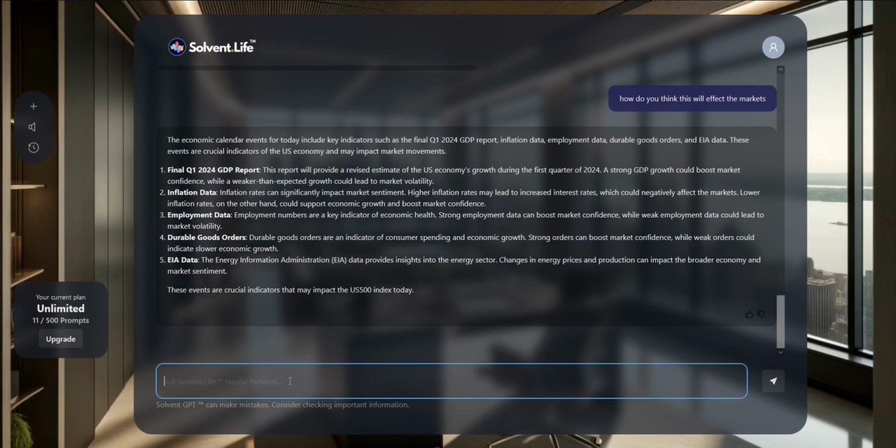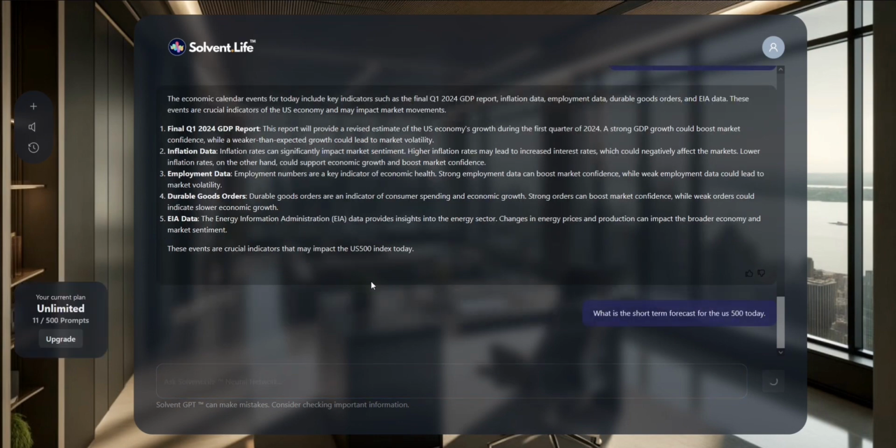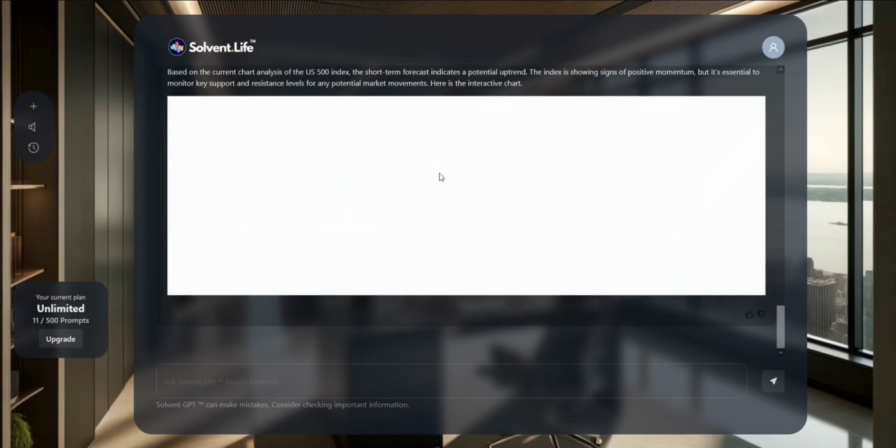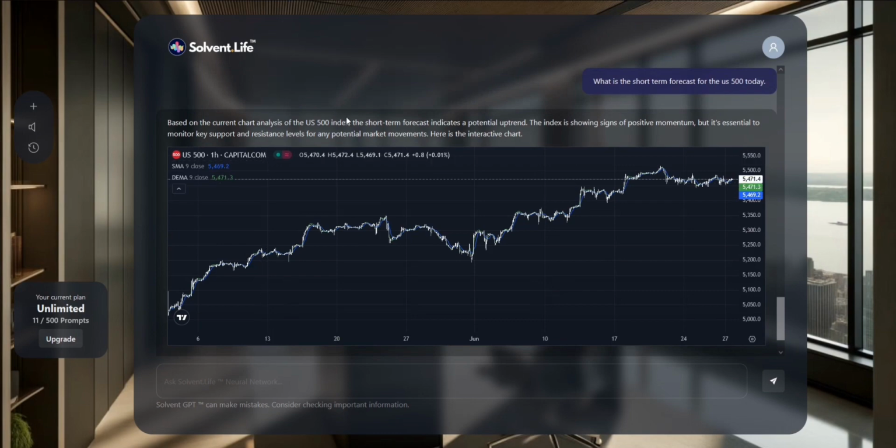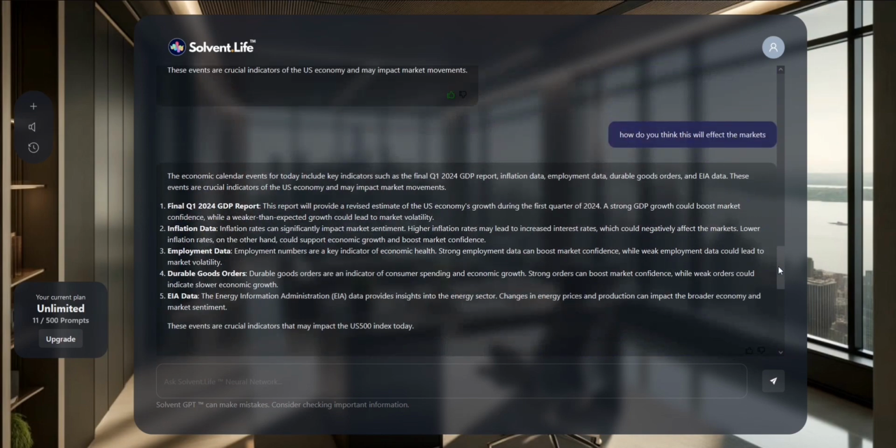So we're just going to ask what the short-term forecast for the US 500 is today, based off of all of this. Now that we've prepped it, it'll give an overall understanding. The short-term forecast indicates a potential upward trend. So based off of all this information that you've just given it and that's been pulled up, it's saying that we're going to have an overall upward trend.